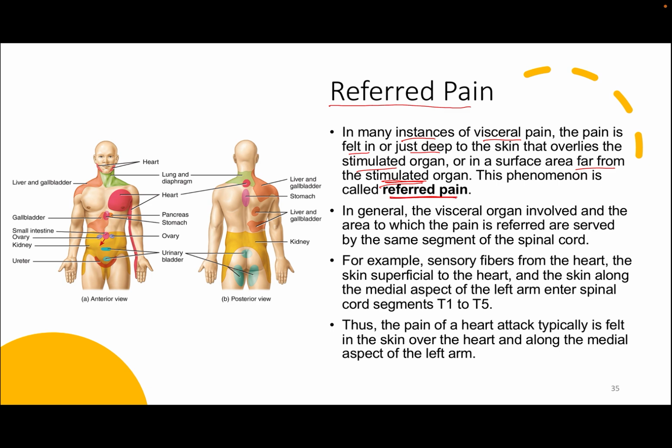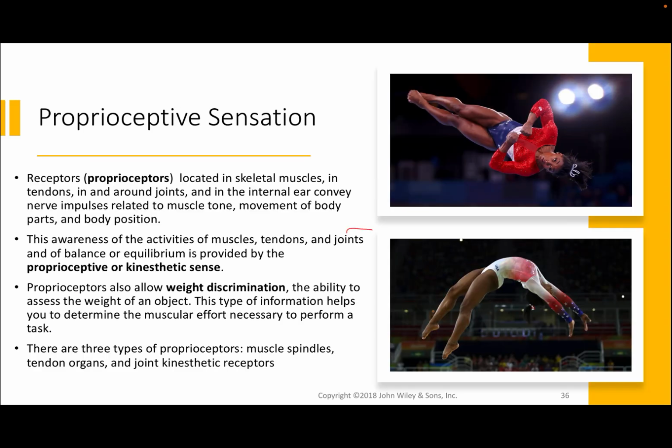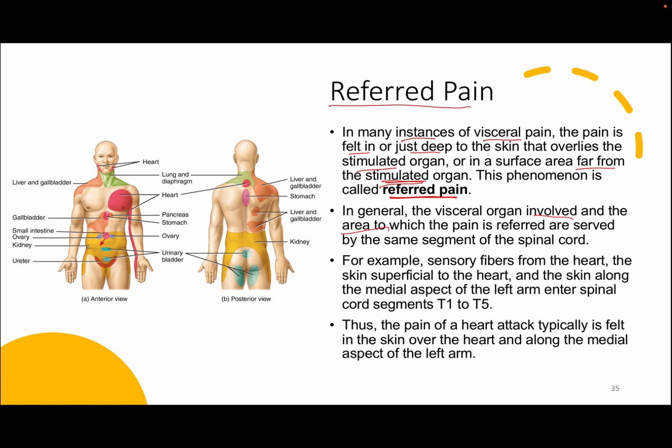In general, the visceral organs that are involved and the area to which the pain is going to be referred are going to be served by the same segment of spinal cord, and this is how we get this referred pain. So for example, our sensory fibers for the heart, as well as the skin that's superficial to the heart, as well as the skin along the medial aspect of the left arm, are all going to enter the spinal cord segments between T1 and T5. And this is why when you're having a heart attack, at least if you're a guy, you feel chest pain and pain along that left arm. It's because of this referred pain, because this is being served by the same region of the spinal cord.